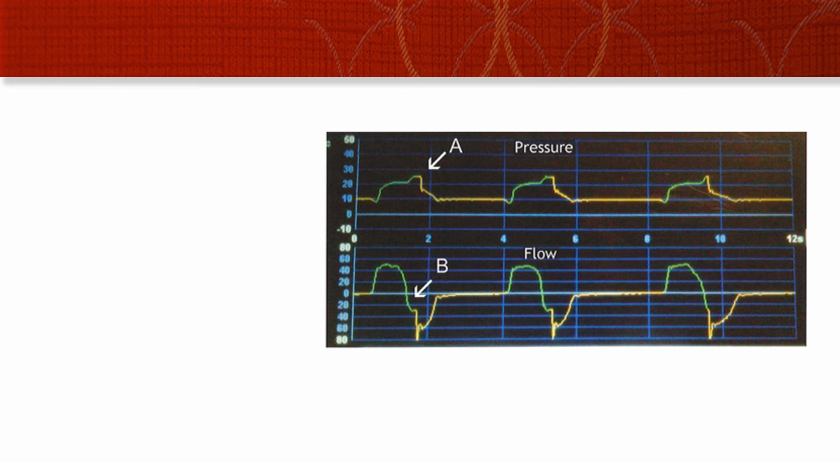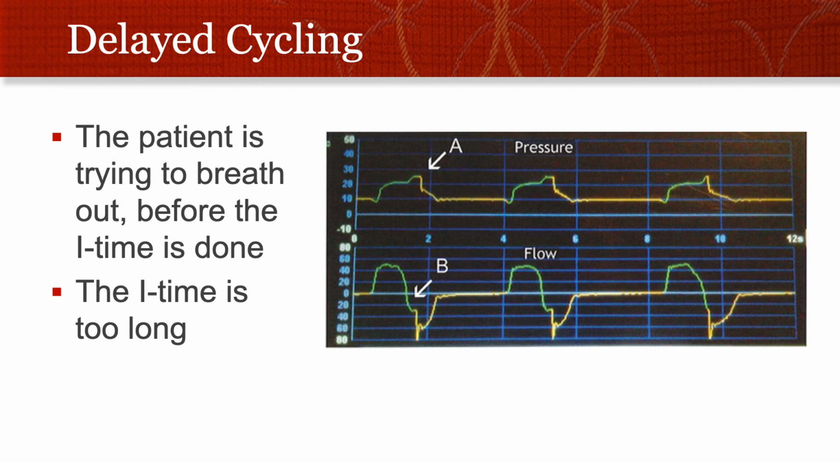And so the vent is delivering this fixed pressure for a fixed amount of time, and the patient comes along and decides, wait a second, I'm done with this breath. They start to breathe out, but the vent is still delivering positive pressure, and so they fight that pressure. There's a little late peak in the pressure, the flow goes down, and finally the vent relents, and the breath continues. This is called delayed cycling. The patient is trying to breathe out before the I time is done. You've cycled or turned off the breath too late, or in a delayed way, delayed cycling. Simpler way to say it is your I time is too long.